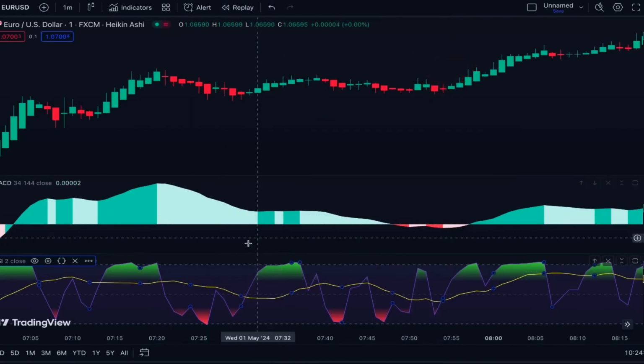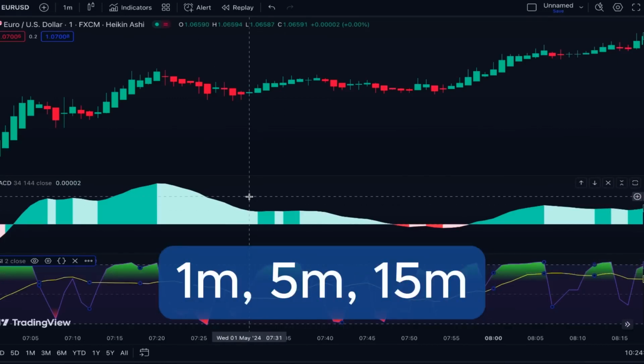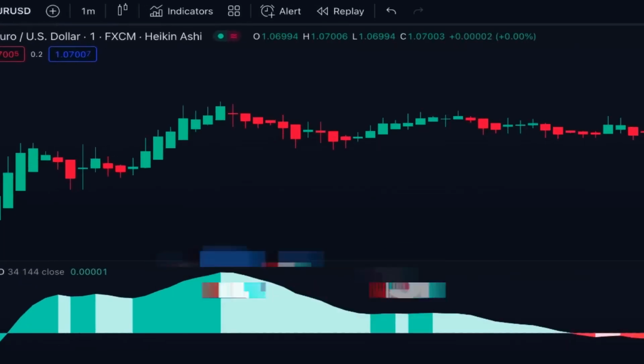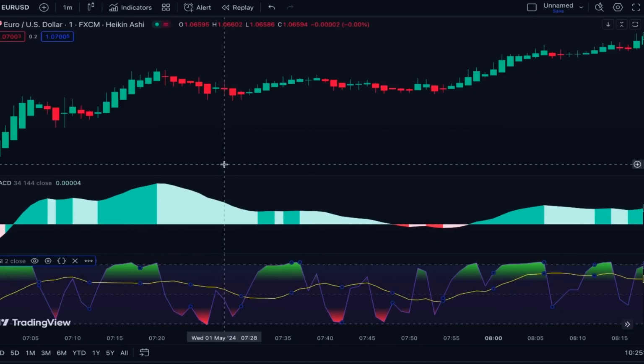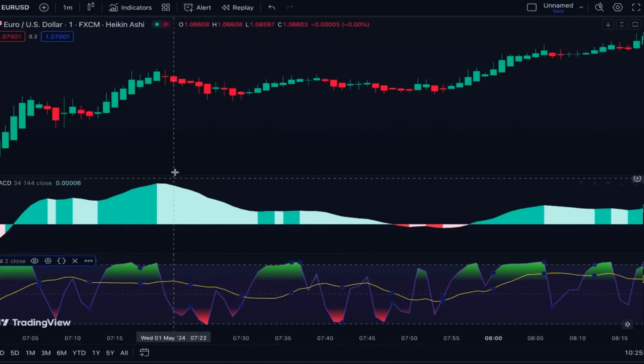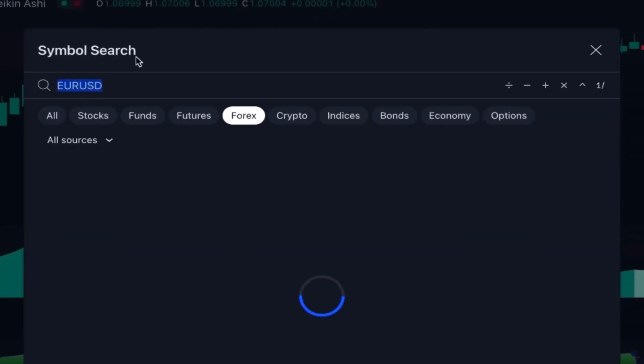This is suitable for scalping strategies because we're going to take advantage of extreme levels of overbought or oversold and then catch the increased momentum on the opposite side. So this is good for time frames like 1 minute, 5 minutes and 15 minutes. Right now we are on the 1 minute time frame. This is the price chart of euro to US dollar, but there is no limitation on this and you can use this trading strategy on any other asset or market.